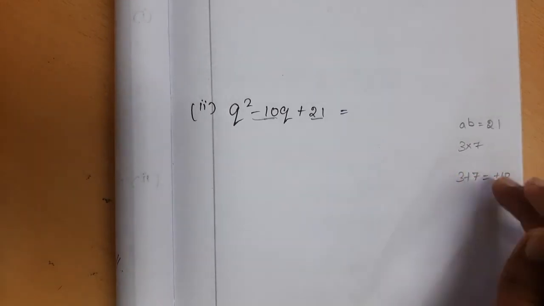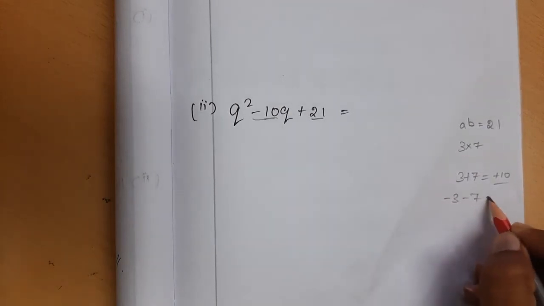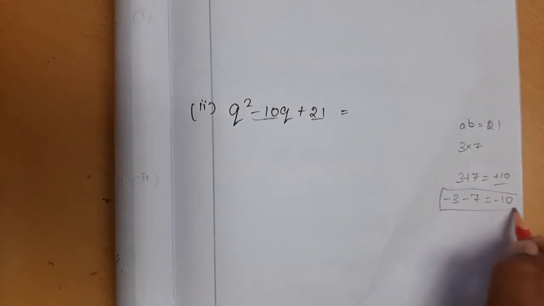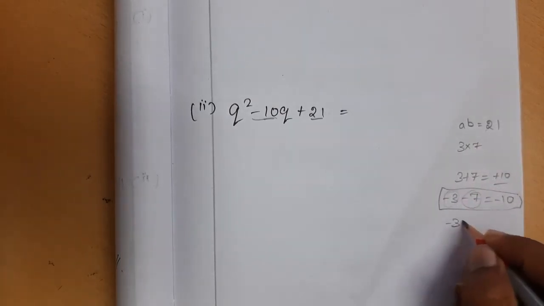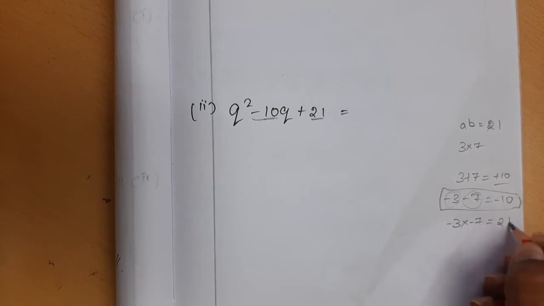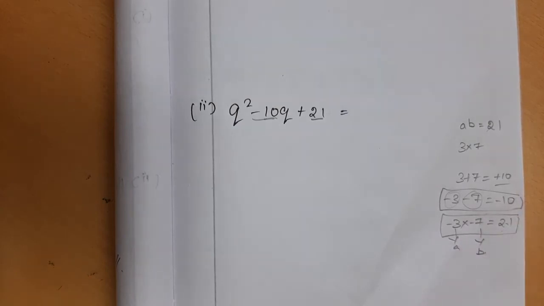We can apply a negative for both. Then we will get a minus 10. So minus 3 minus 7, yes, it is a minus 10. When we apply minus 3 and minus 7, will we get a plus 21? Yes. Minus 3 into minus 7, we will get a plus 21. So let me choose this as the a and this as the b. Just make sure it applies for both, including the sign.